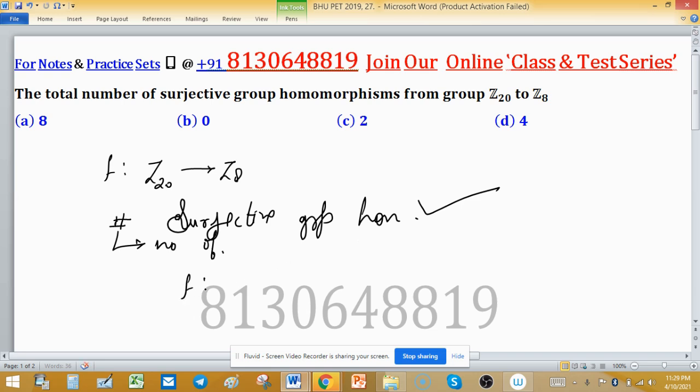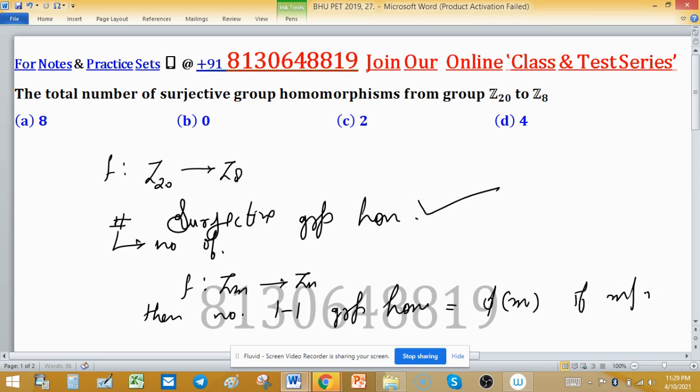If f is a group homomorphism from Zm to Zn, then the number of one-one group homomorphisms can be found by the Euler totient function phi(m) if m divides n, and the number of onto group homomorphisms can be found by phi(n) if n divides m. There is no one-one group homomorphism if m doesn't divide n. Also, there is no onto group homomorphism if n doesn't divide m.